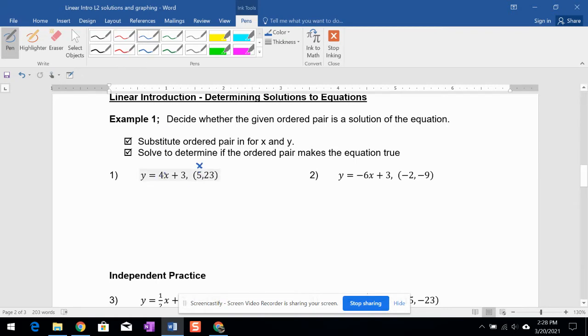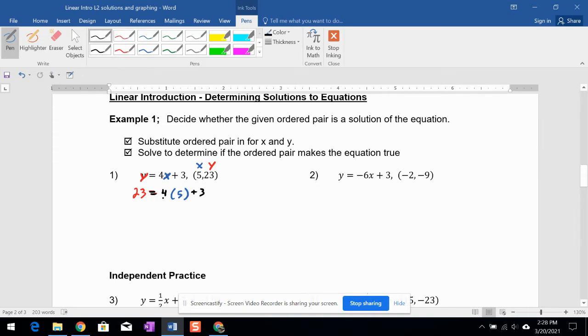So the 5 in this ordered pair we know represents x. So when we're ready, we'll substitute in for x in the equation. And the 23 we know represents the y coordinate in the ordered pair. So we can substitute in for y. So let's get started with doing that. So if we substitute in for y with the y coordinate 23, we're going to see if that is equal to 4 times our given x value, in this case 5 as the x coordinate, plus 3.